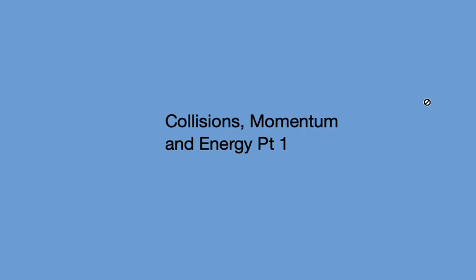So today we're going to be looking at collisions, momentum and energy. In physics, a collision refers to a situation where two or more objects come into contact with each other. One can be stationary, the other moving, or both can be moving. Collisions happen in everyday life.